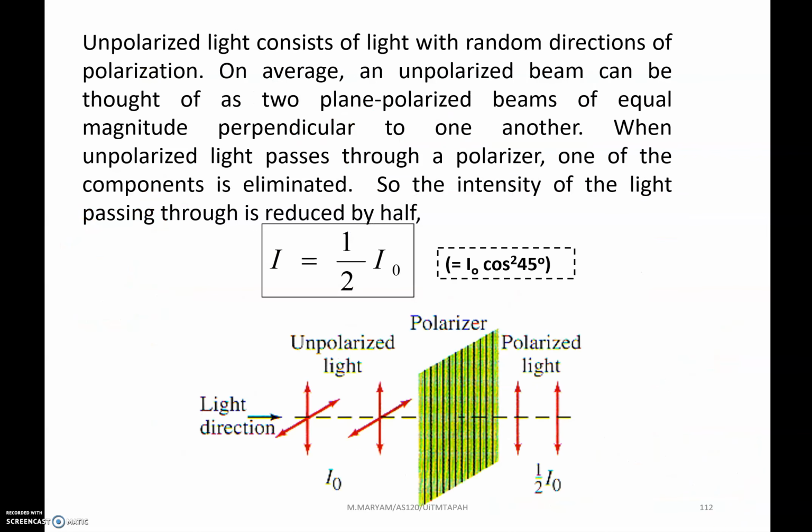Unpolarized light consists of light with random directions of polarization, like what we have learned before. It has a vertical component and a horizontal component. On average, an unpolarized light can be thought of as two plane polarized beams of equal magnitude, perpendicular to one another. When unpolarized light passes through a polarizer, the other component is eliminated. So once it passes through the polarizer, there will only be half of the intensity. So the intensity of light passing through is reduced by half, no matter how many polarizers you have.